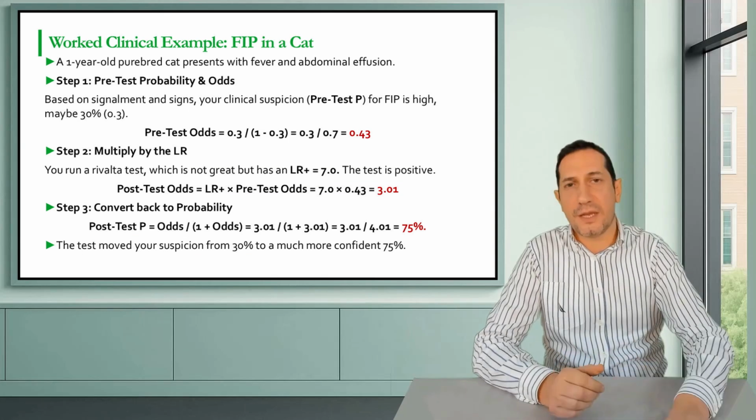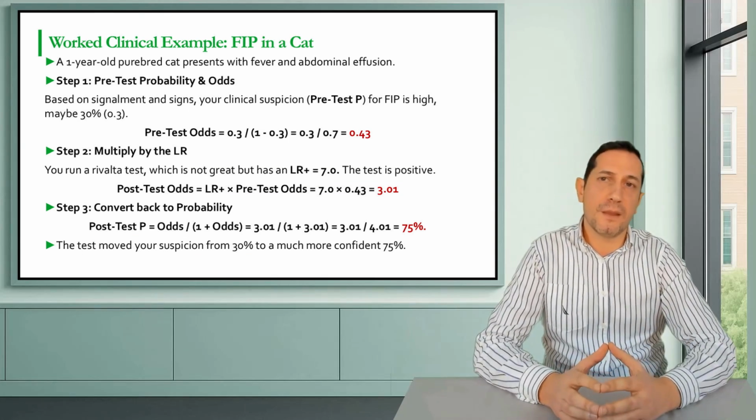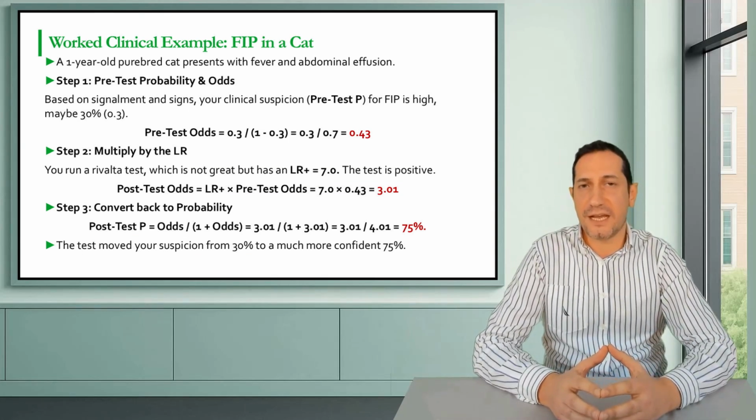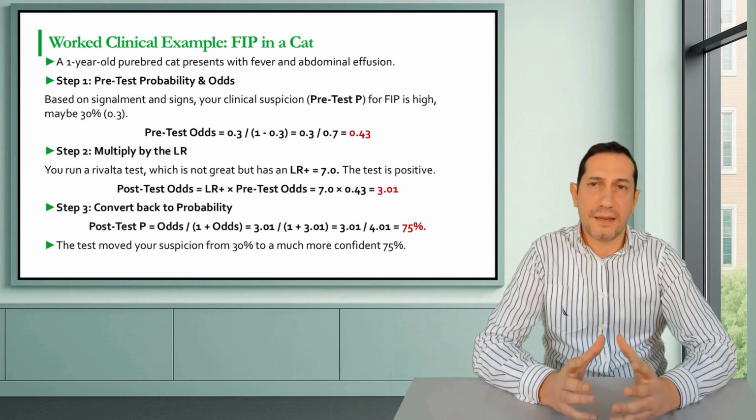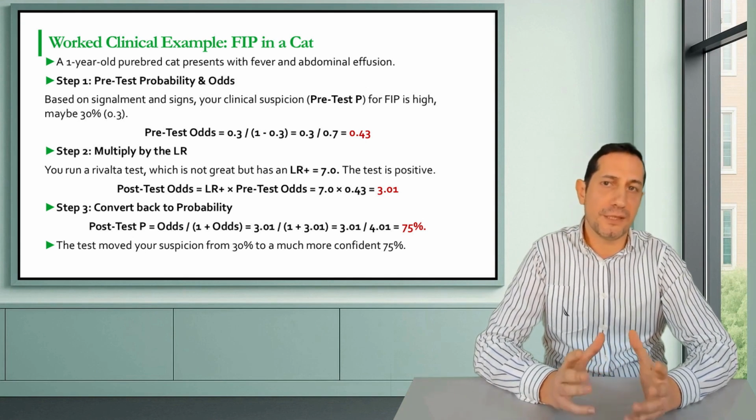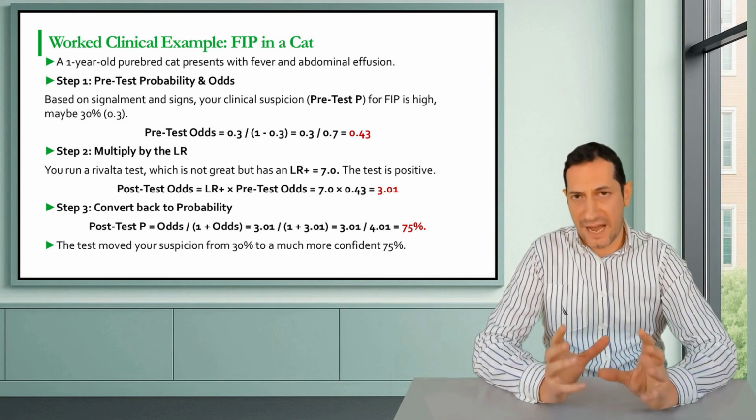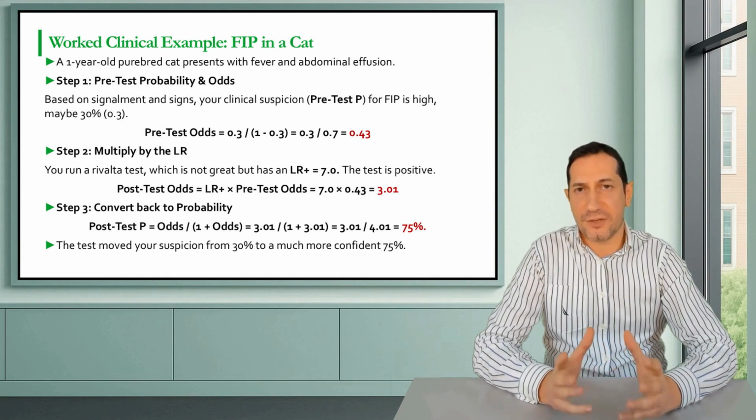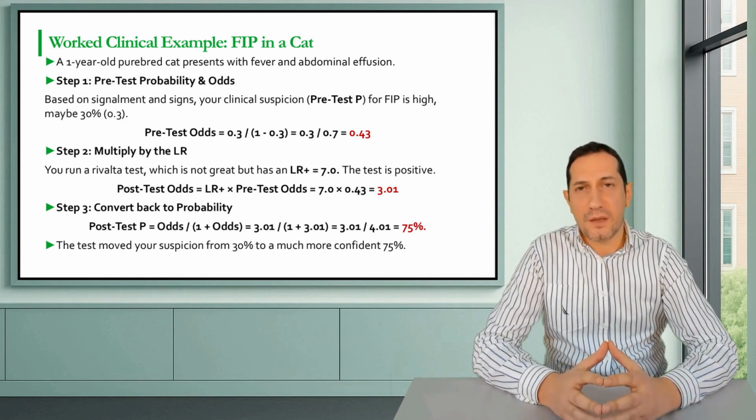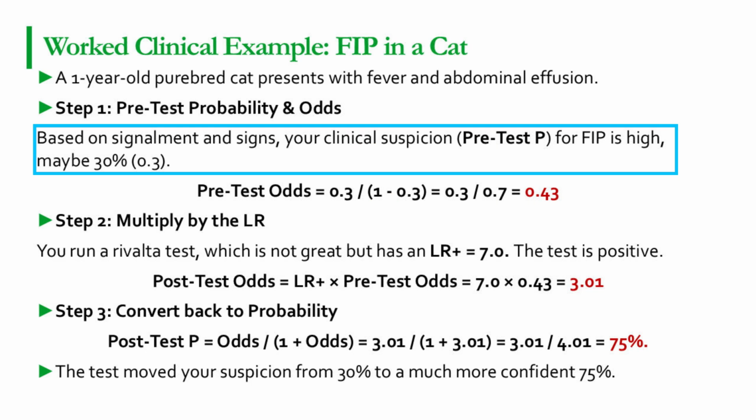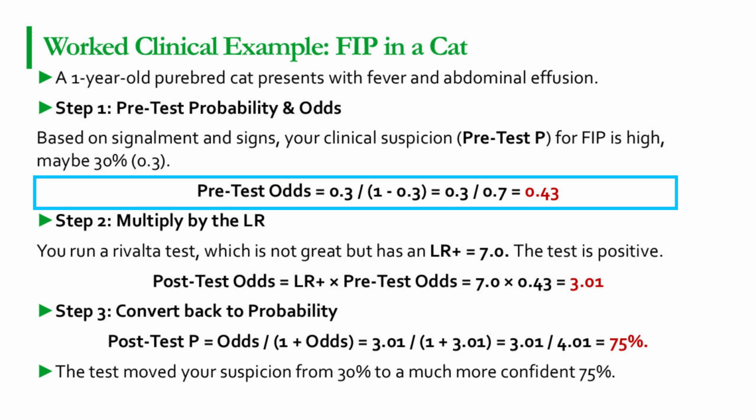Let's walk through a realistic clinical scenario. A 1-year-old cat is presented with a fever and fluid in its abdomen. The signalment and clinical signs are highly suggestive of feline infectious peritonitis, a difficult disease to diagnose. Based on your experience, you estimate a pre-test probability of about 30%. First, we convert this to odds. 0.3 divided by 0.7 gives us pre-test odds of 0.43.